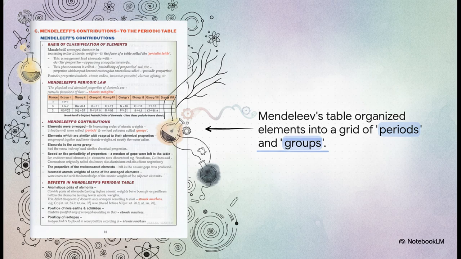So based on this law, he created his famous table. He arranged all the elements into horizontal rows, or periods, and he made absolutely sure that elements with similar chemical behaviors fell into the same vertical columns, which he called groups.